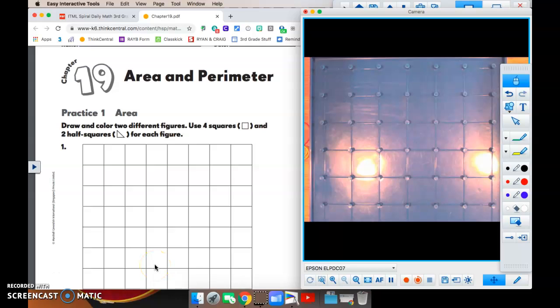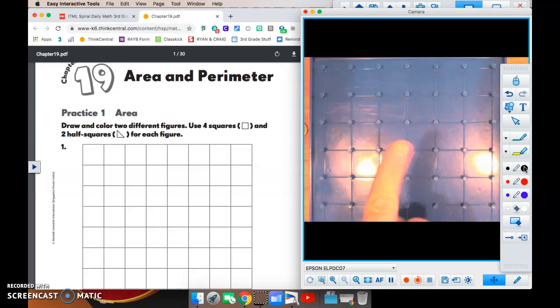Chapter 19, Area and Perimeter. For all you drawers out there that love drawing and artwork, this could be one of your favorite chapters because we get to use math and draw with math. One of my favorites. So we're going to begin here with area and perimeter.